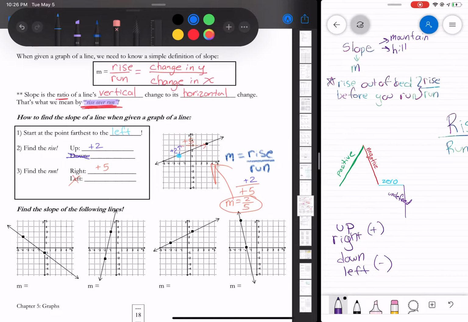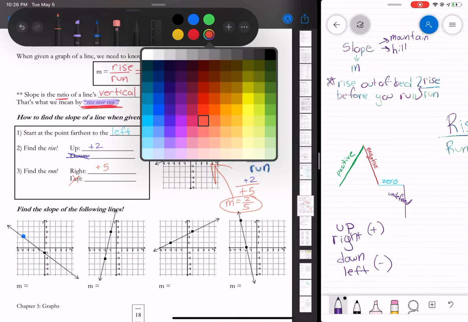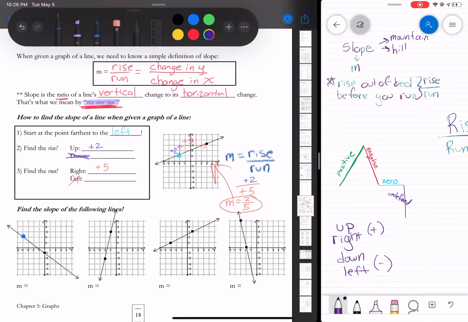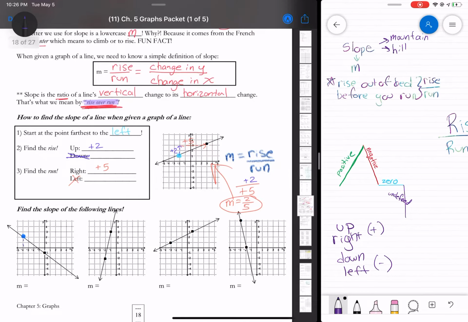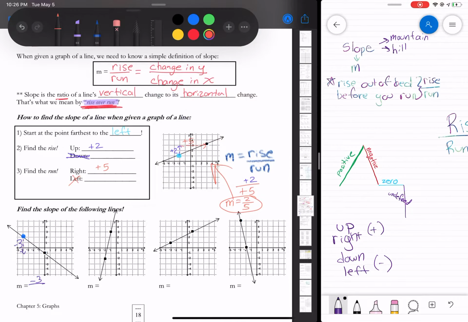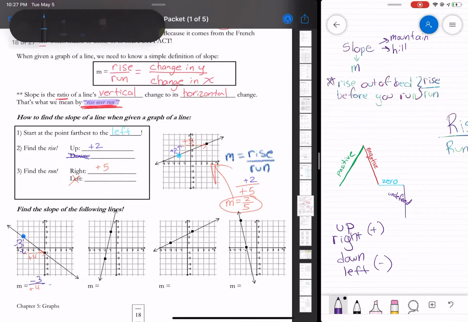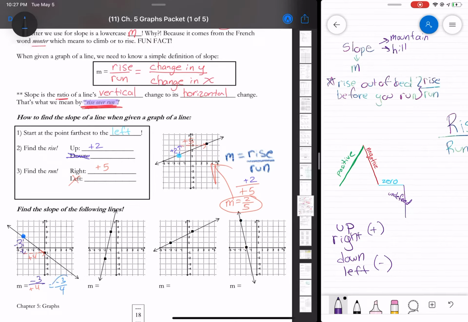So let's go through my steps. I'm always starting with the one farthest to the left. I'm going to find my rise. I realize that for this rise, I have to go down. 1, 2, 3. I went down by 3. So that's a negative 3 in my numerator. Now, I notice I have to go right. 1, 2, 3, 4. Positive 4. So my final answer is going to be negative 3/4 as my slope.